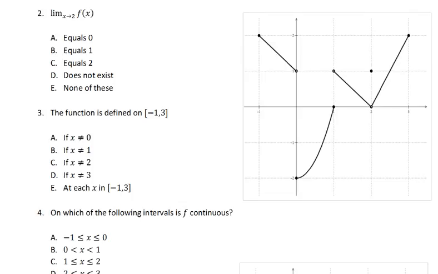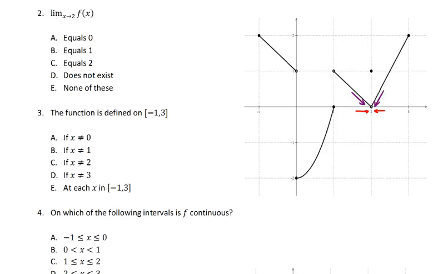The next 5 questions all refer to this graph at the right. The first one asks the limit as x approaches 2 of f of x. Well, as x is approaching 2 from the left and the right, the y values of the graph are heading for 0 from both sides.